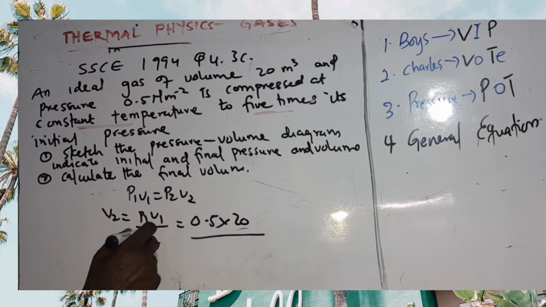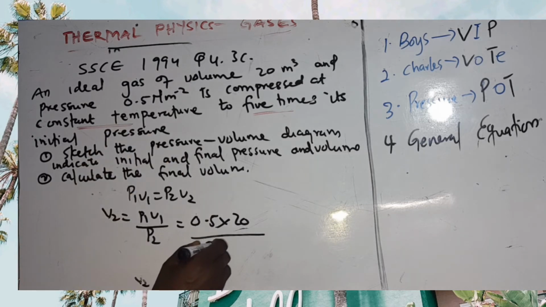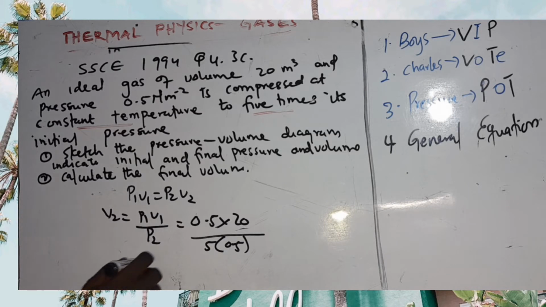Then what's the pressure 2? Pressure 2 was 5 times P1, so that's going to be 5 times our P1. Our P1 is 0.5, so you multiply these two things. When you multiply the two, I think you get 4 meter cube. So you are going to get the volume here to be 4 meter cube as our final volume.